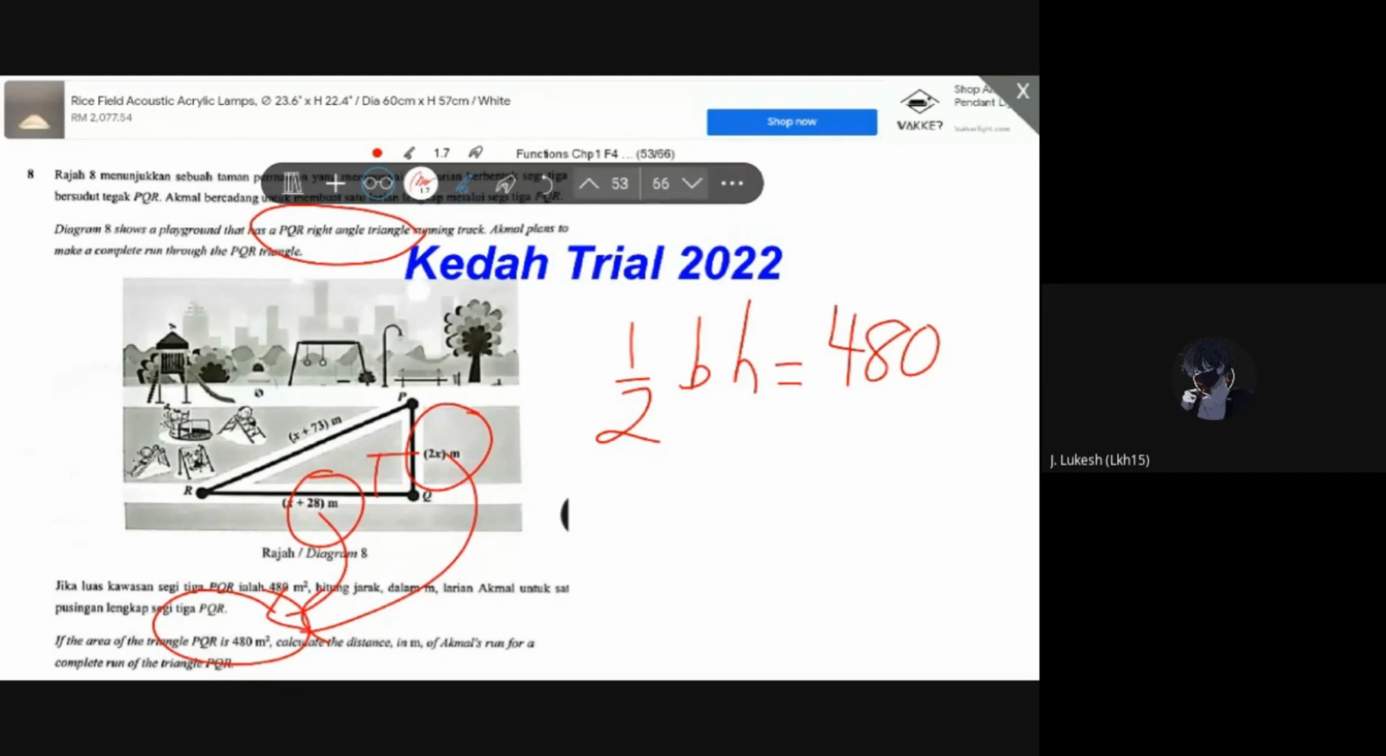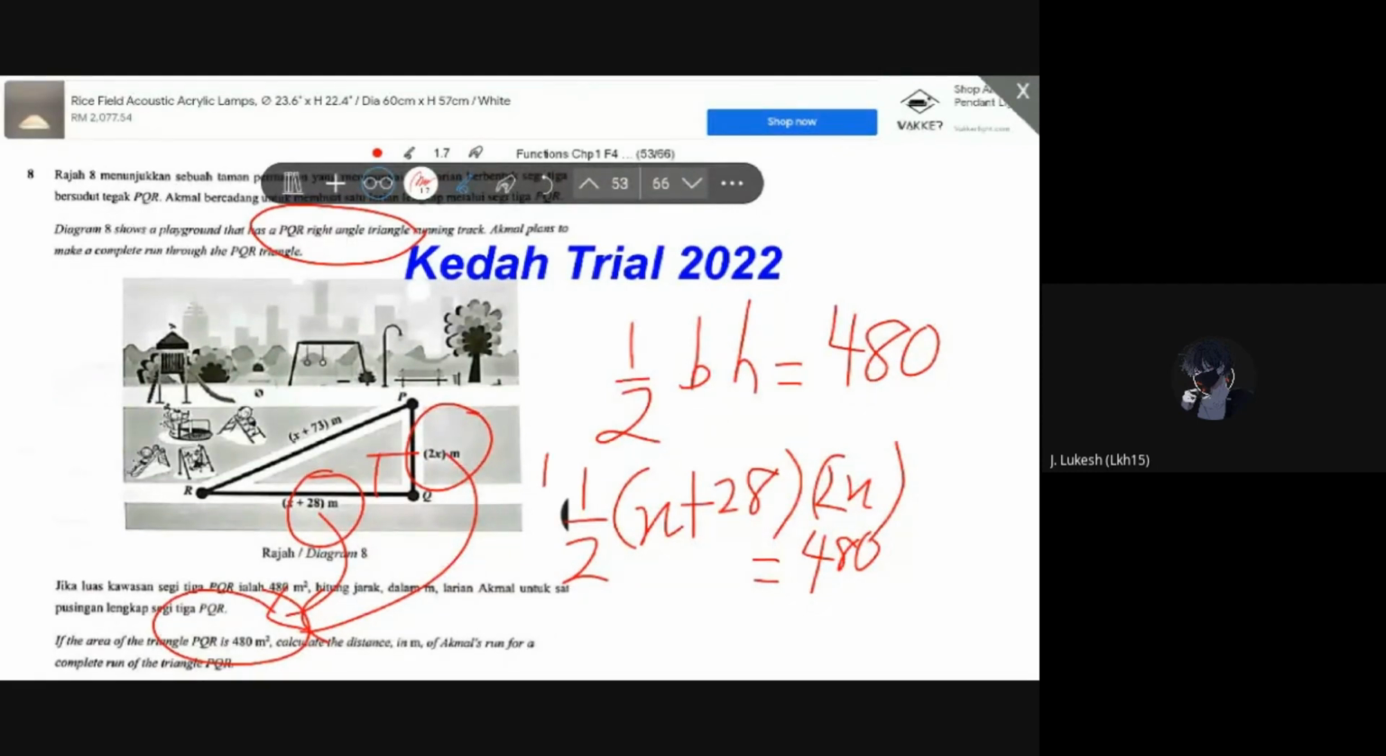Okay, so now, can you tell me what is the base? Apa tapak segitiga? What is the expression? X plus 28. Yes, correct. Very good, everyone. So, it's like this, right? X plus 28. So, how about the height? Apa ketinggian dia? Apa ungkapan? 2x. Very good. Okay. So, now from here, kamu kena gunakan pengetahuan kuadratik untuk cari nilai x.